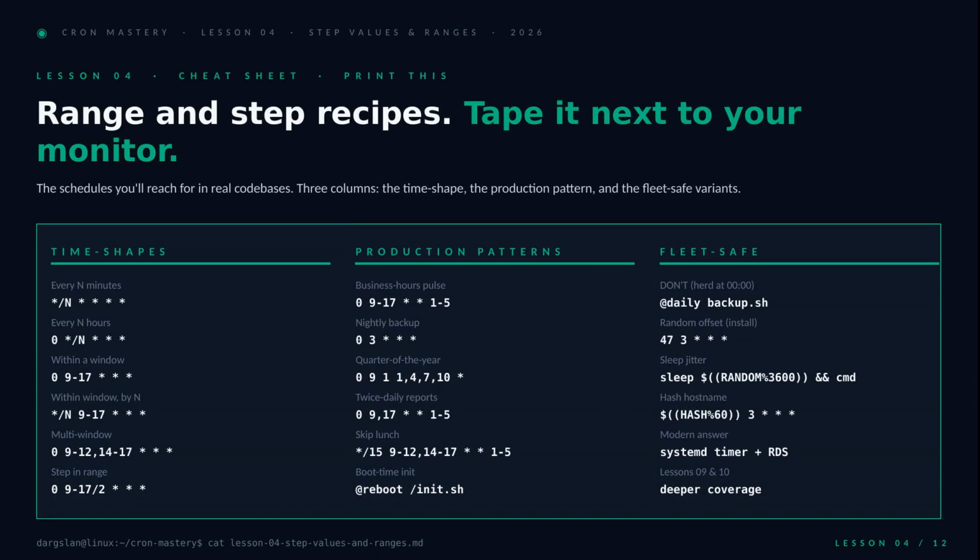So here's the cheat sheet. Genuinely, screenshot it or tape it next to your monitor. 3 columns, read left to right. Time shapes are the raw building blocks: every n minutes, within a window, stepped inside a range. Production patterns are those shapes wired up for real work: business hours pulses, nightly backups, the classic skip-lunch split. And fleet-safe shows what to avoid and what to reach for instead. Never a @daily across 100 boxes; prefer a fixed offset, a random sleep, or a hash of the host name. Lessons 9 and 10 go deeper on the modern answer.